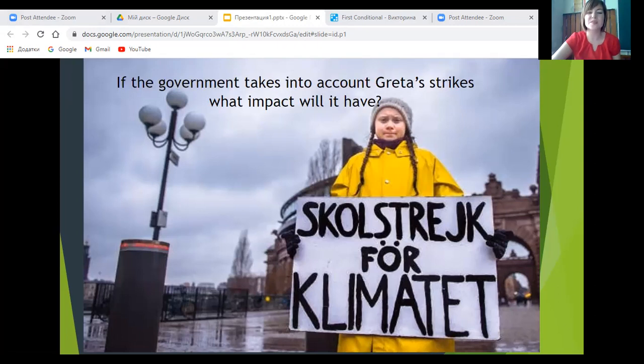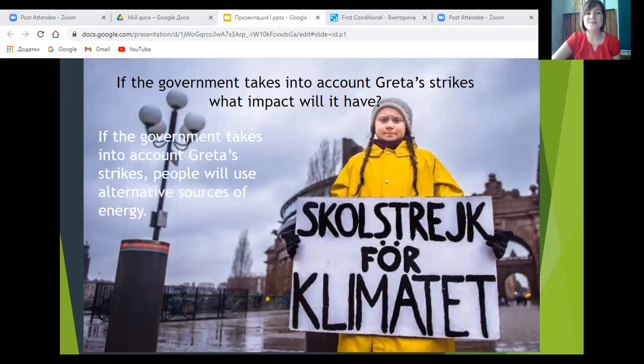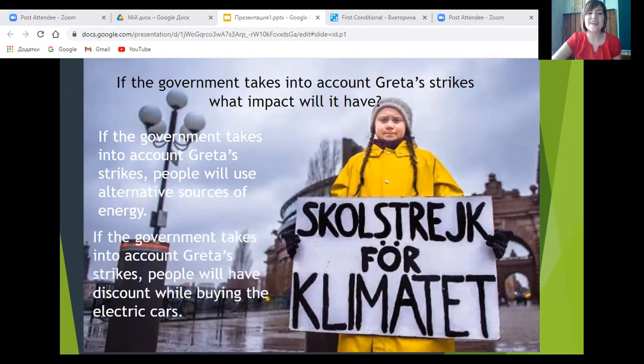I give you some moments, and then I share the sentences that I came up with. If you really want to go the extra mile, write your sentences in the comments. Here are some of the ideas that I came up with. If the government takes into account Greta's strikes, people will use alternative sources of energy. If the government takes into account Greta's strikes, people will have a discount while buying electric cars.